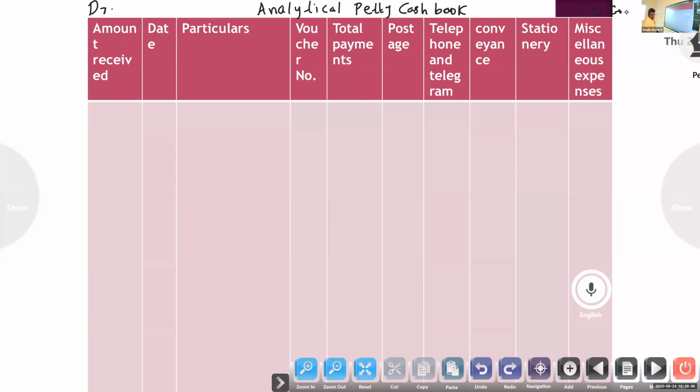So the question is given: record the following transactions during the week ending December 30th, 2014 with a weekly imprest. Weekly only we are preparing. Imprest amount is 500. The imprest amount 500 is given.